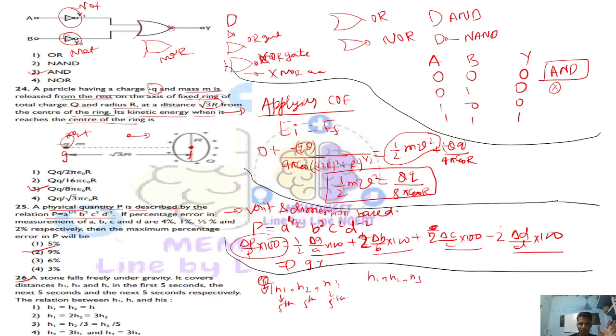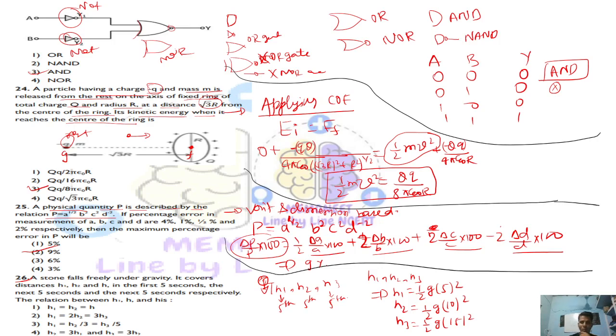In the first 5 seconds you calculate h1. It's simply initial velocity 0, so you start from here, and it comes out to be half g t square, with g as 10, so half g times 5 square. For h2 you can write half g, from the starting 10, and for h3 it comes out to be half g times 15 whole square.